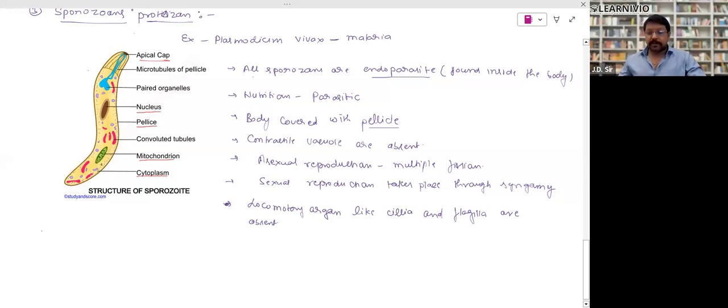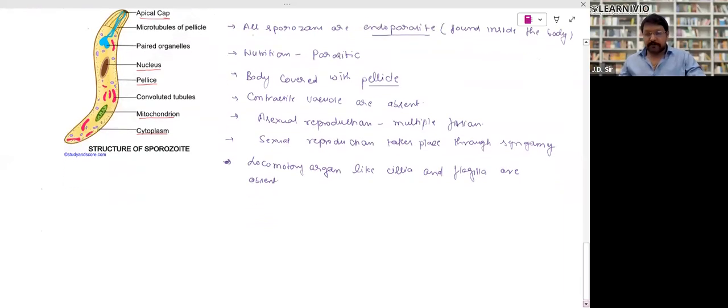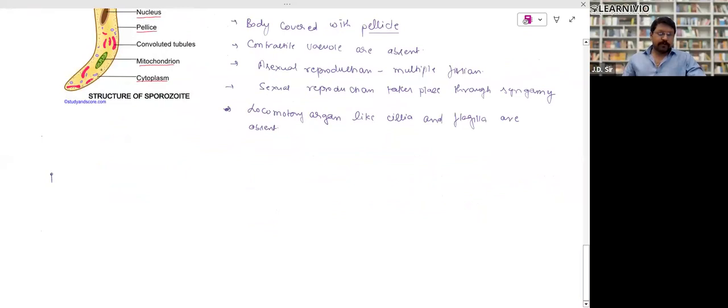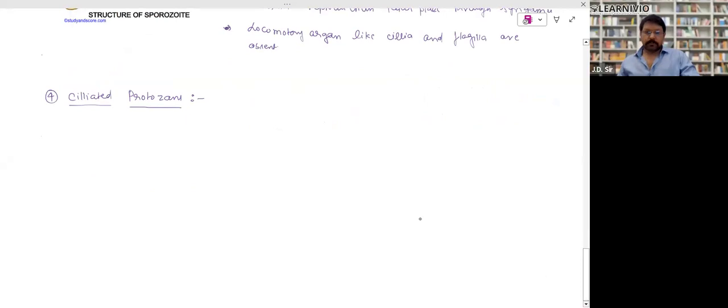Last but not the least, the fourth kind of protozoans which is found is called ciliated protozoans, right? And you know that ciliated protozoans swim with the help of cilia, right? Example, paramecium.